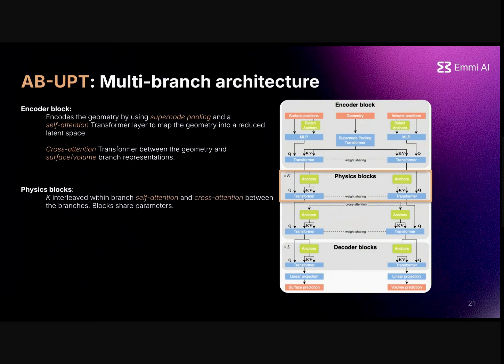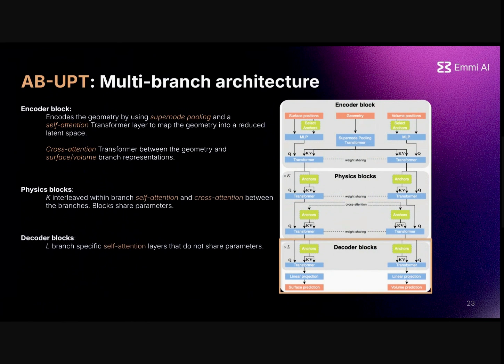Next, we have K physics blocks, and each physics block is an interleaved block of a self-attention layer and a cross-attention layer. Let's focus on the surface branch now, but the same logic holds for the volume branch. First, we start with the self-attention layer, where only interaction within the surface branch is modeled, which is followed by a cross-attention layer, so that the surface branch can attend to the volume branch to model the interaction between the two branches. This is repeated a number of blocks to model the physics in both branches.